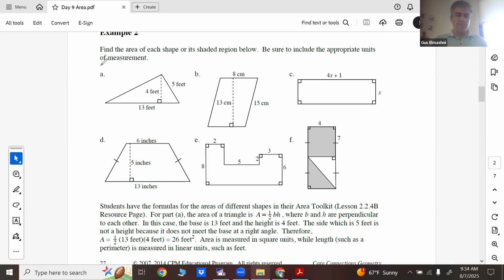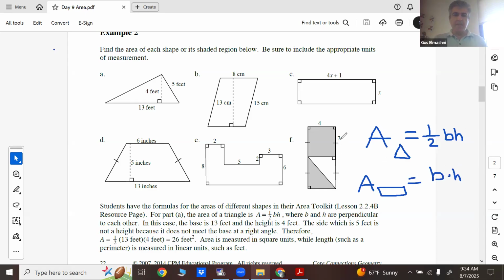So you could, for a triangle, you have that. For a rectangle is that. Now for a trapezoid, I'm not going to tell you what it is, but I'm going to help you by breaking it up like this.